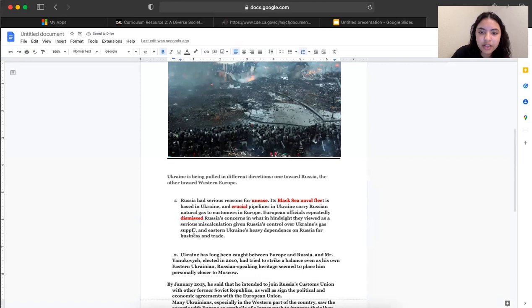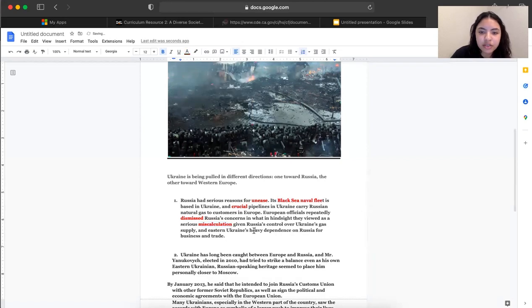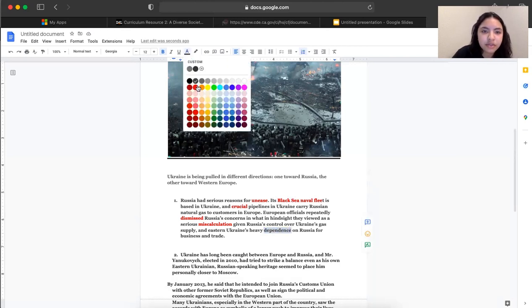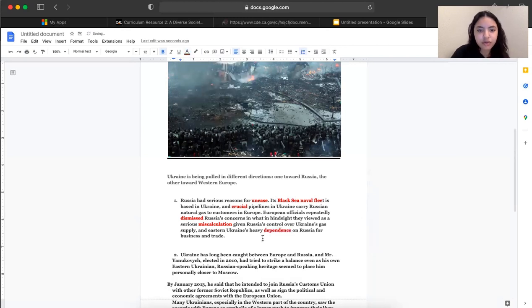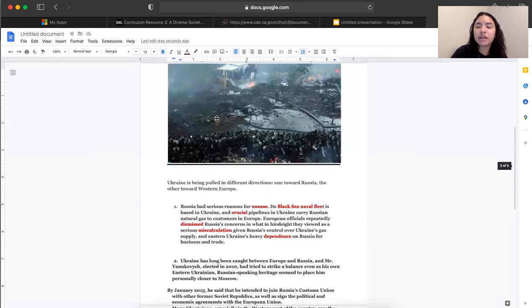In what in hindsight they viewed as a serious miscalculation. Miscalculation is important because that kind of tells us why they're upset. Given Russia's control over Ukraine's gas supply and Eastern Ukraine's heavy dependence. Dependence is a really important word because it tells us that someone is relying on someone for something, for business and trade. Now that we did that, we are going to underline our main ideas.